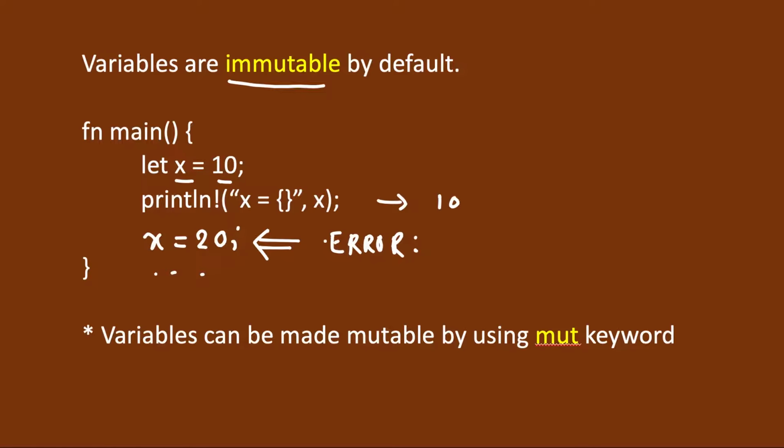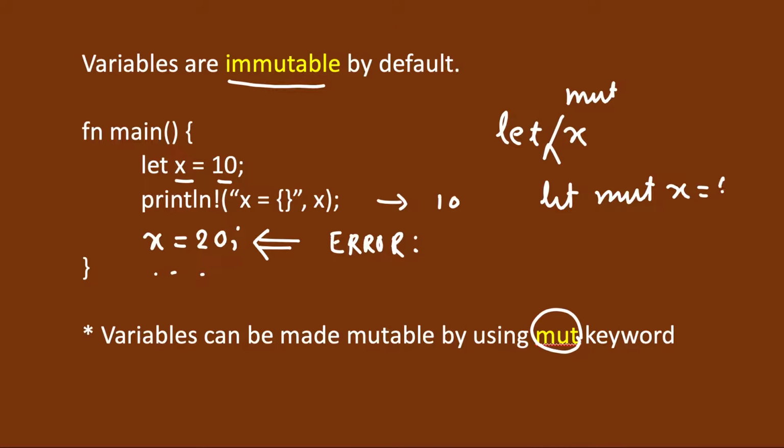But there is a way to get rid of that, and we can make the variable mutable by using the mut keyword. So instead of defining x as let x, we will add mut here. So let mut x equal to 10, and now it's fine to assign a new value to it.